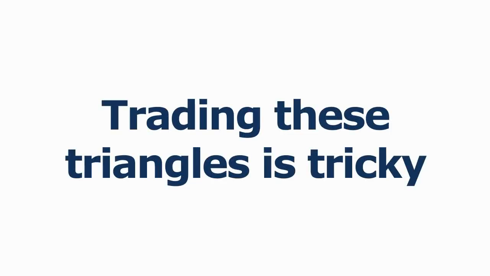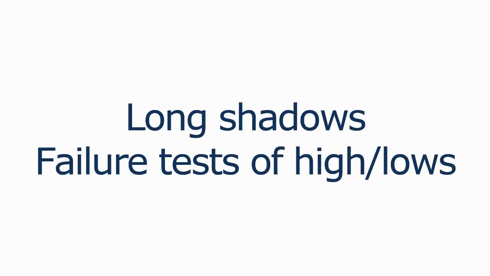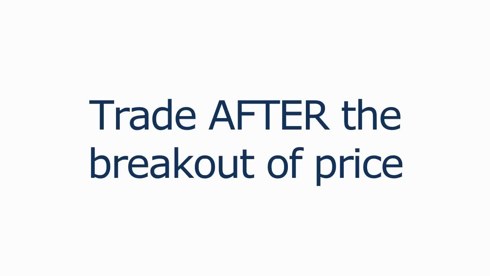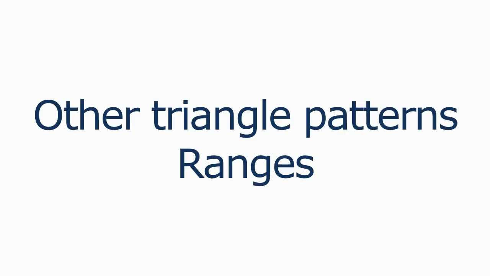So trading these triangles is tricky, but there can be times where price will give a hint to the breakout point. Generally looking for longer shadows or failure tests of the support or resistance, it can be enough to convince a trader to place a trade. Placing a trade before the breakout can often lead to quick gains when momentum finally does take over. And failing that, traders can use techniques such as bull flags, bear flags, other triangle patterns, ranges to place a trade after that breakout happens.